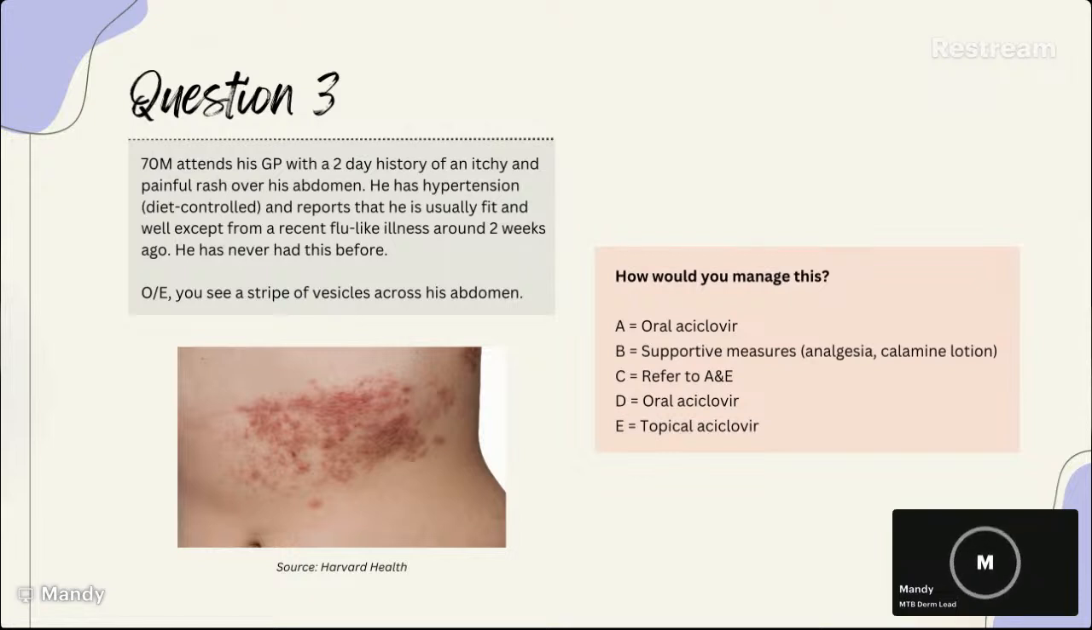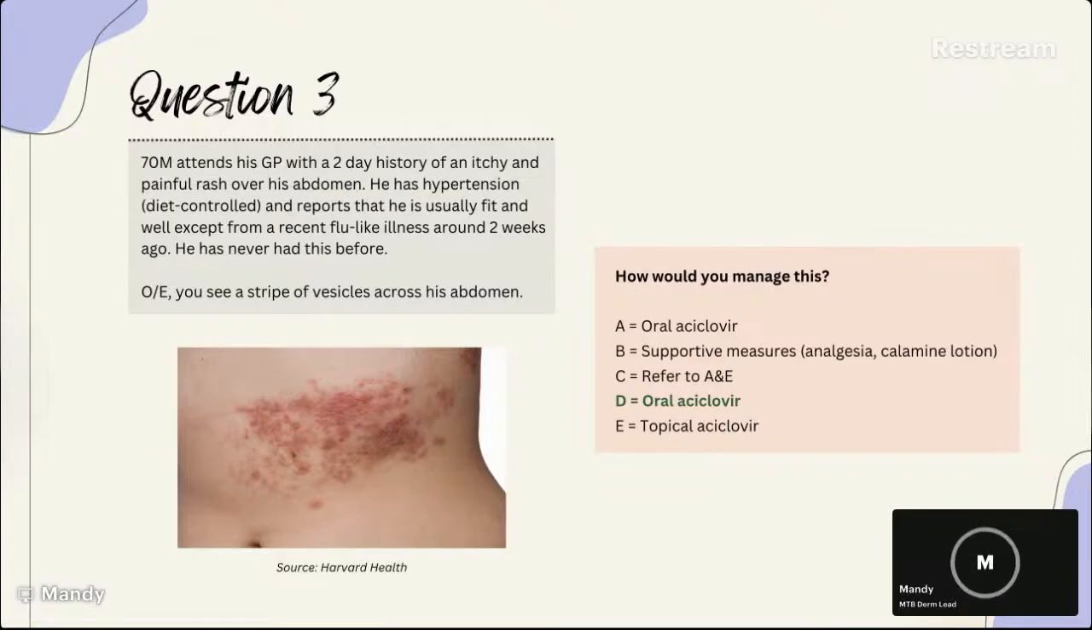I'll give you a moment to pop your answer in the chat below, and I'll be keeping a lookout. The oral acyclovir option is just repeated; sorry, one of them is oral, one of them is IV, and you've got topical acyclovir as well. Okay, so the answer for this question is oral acyclovir.